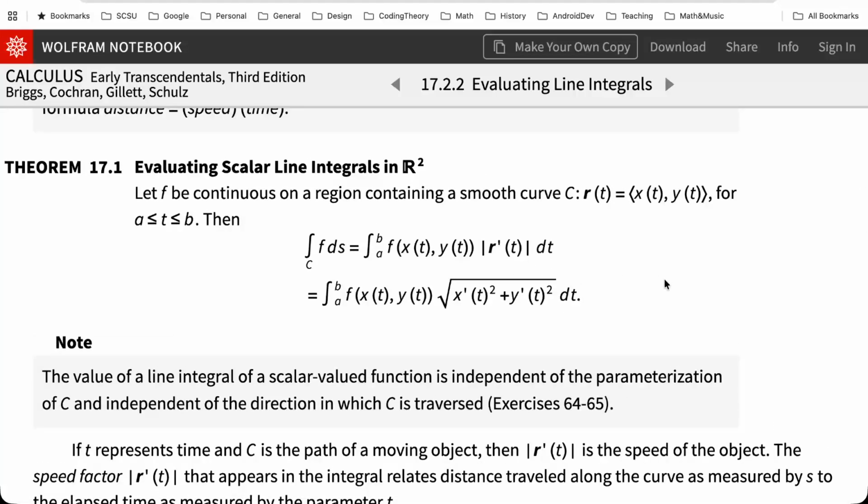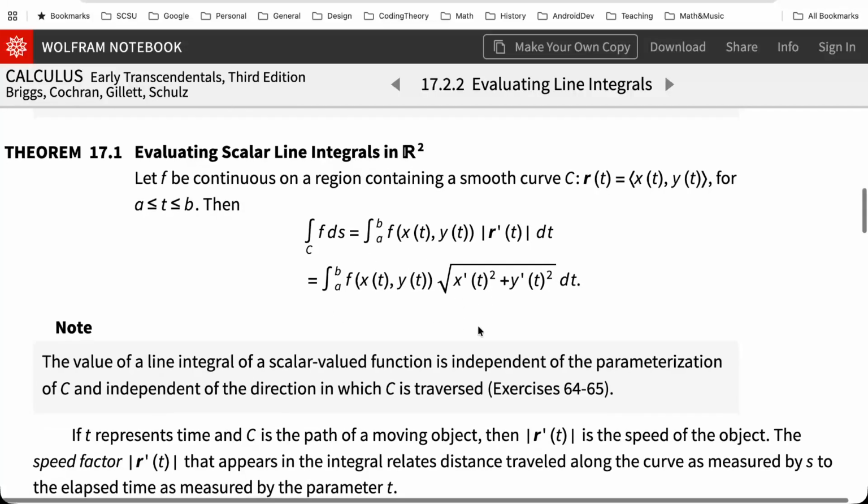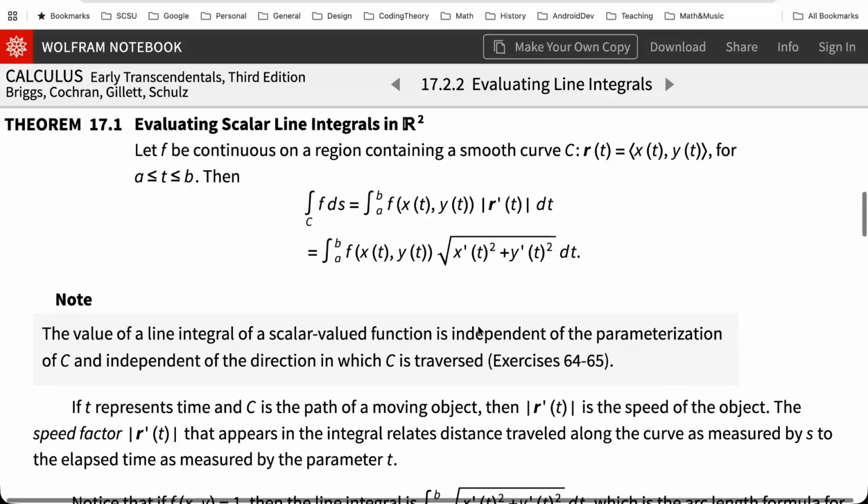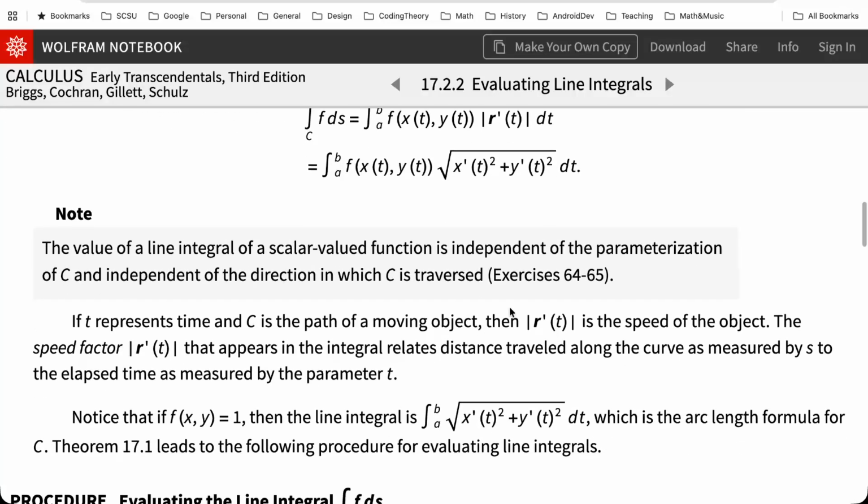Sorry for the interruption. Yeah, so f of x of t and y of t, that is in fact our scalar function's height at a point along the curve, with the square root of x prime of t squared plus y prime of t squared. Yeah, that's the length of r prime dt. This is the form of the kind of integrals that will give you the area of one of our wavy walls.